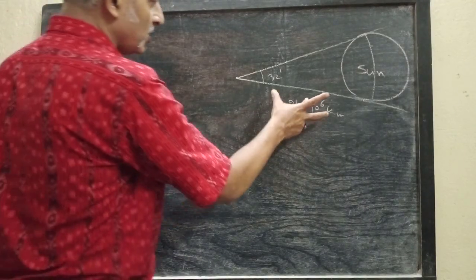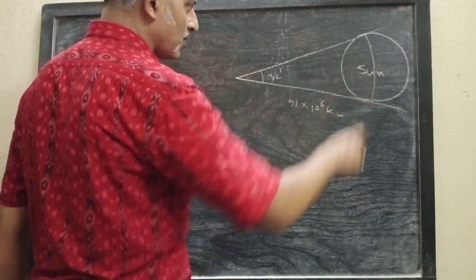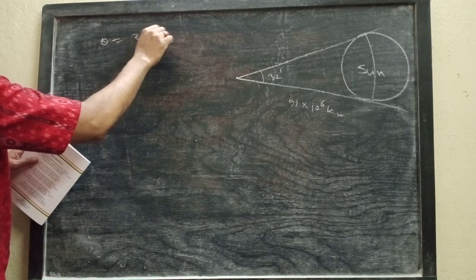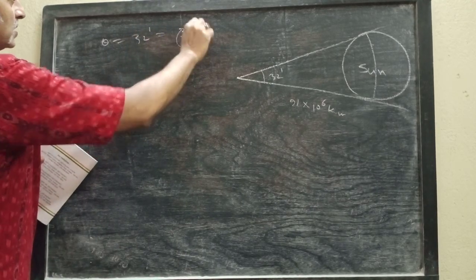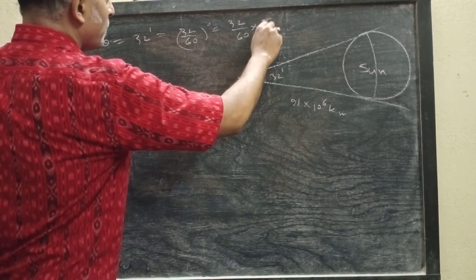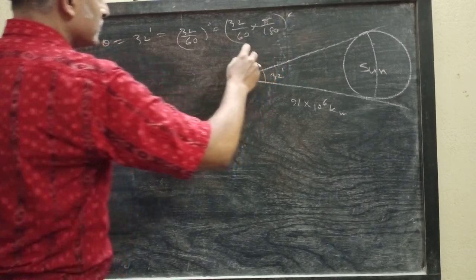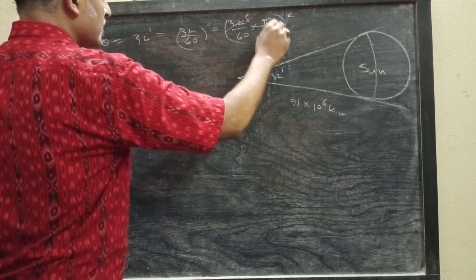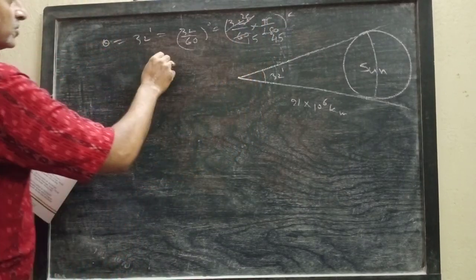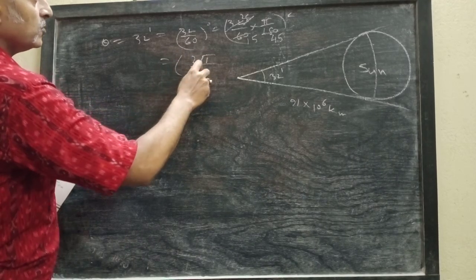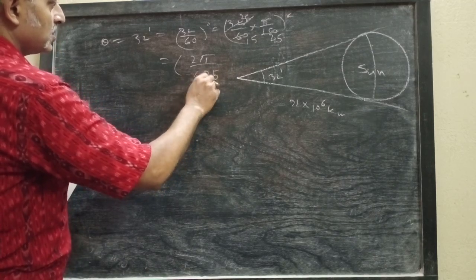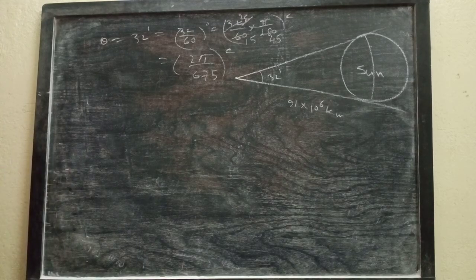So look, here you are given r, you are given theta, you are asked to find s. So here theta is 32 minutes, so 32 by 60 degree, then 32 by 60 into pi by 180 radian. So you get 2 pi by 675 radian.